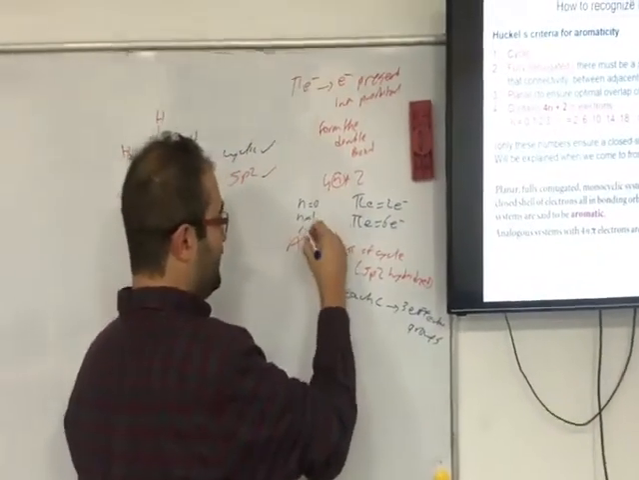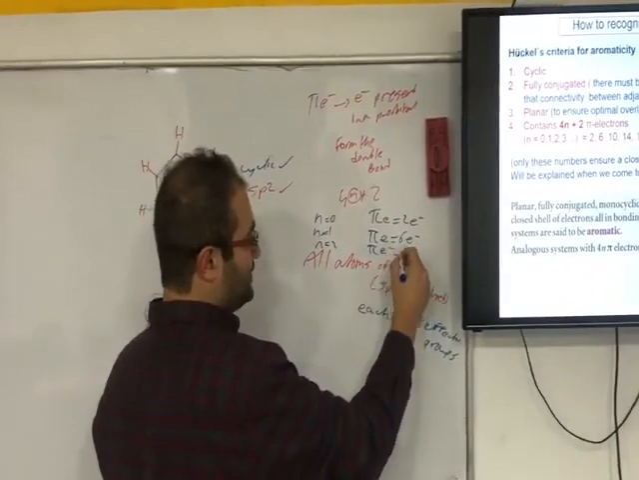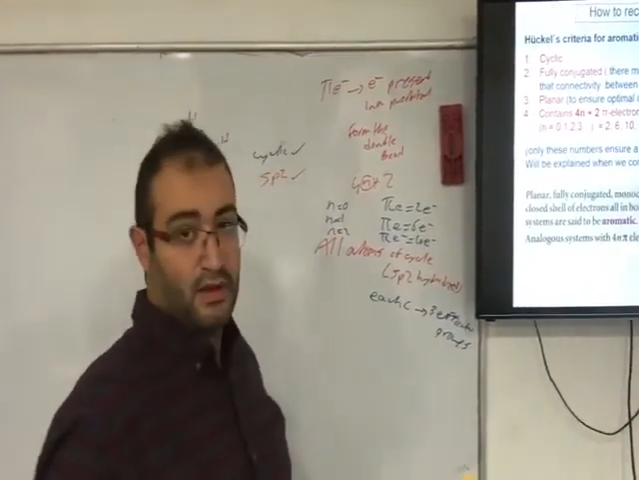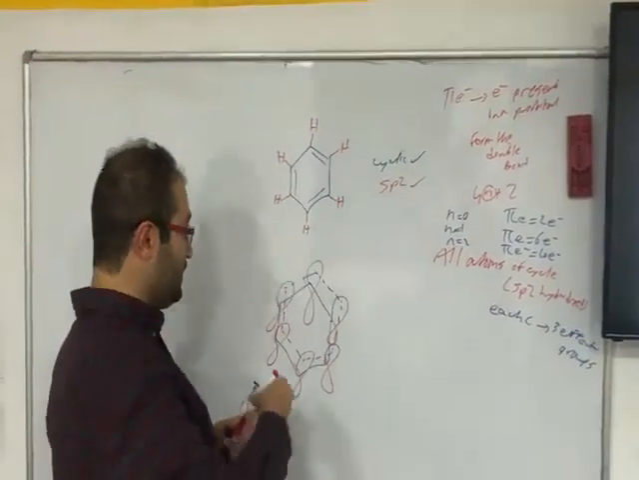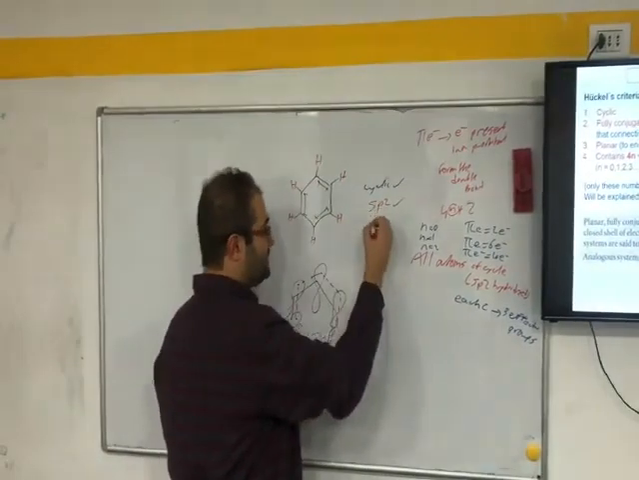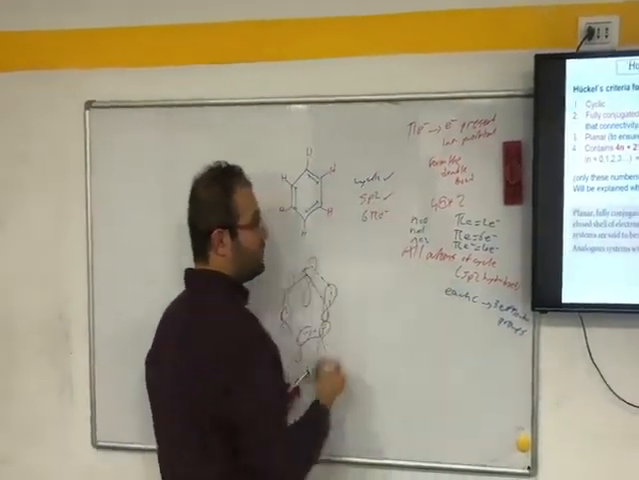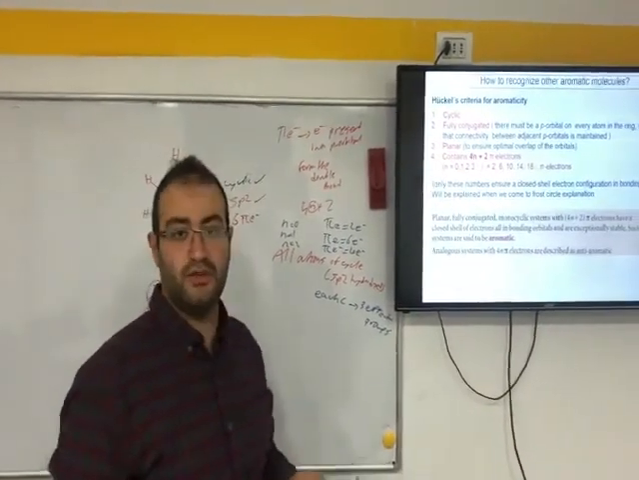This is also aromatic. n equals 2: 4 times 2 is 8, plus 2, 10. If a structure has 10 pi electrons, it's also going to be aromatic. So let's count the number of pi electrons on the benzene. How do you count them? Like this: 1, 2, 3, 4, 5, 6. So benzene has 6 pi electrons, so benzene fulfills all the criteria for the structure to be aromatic.